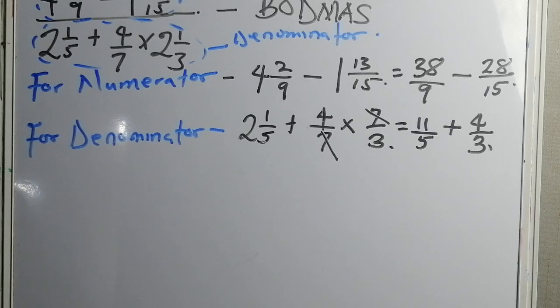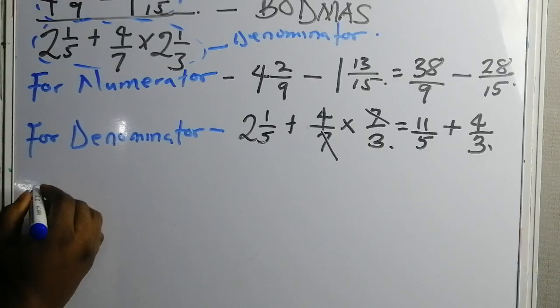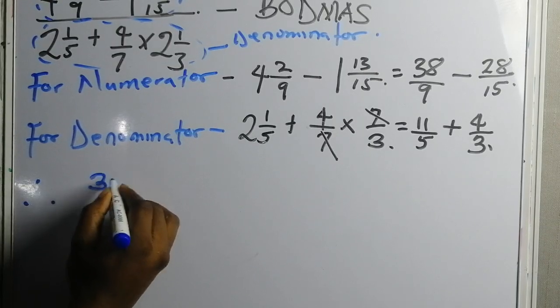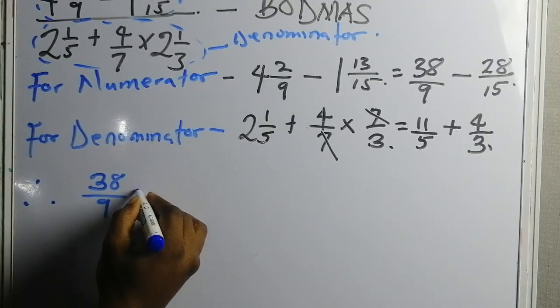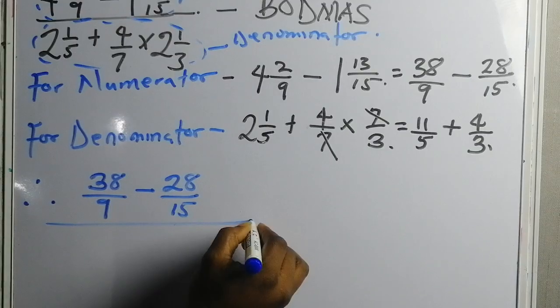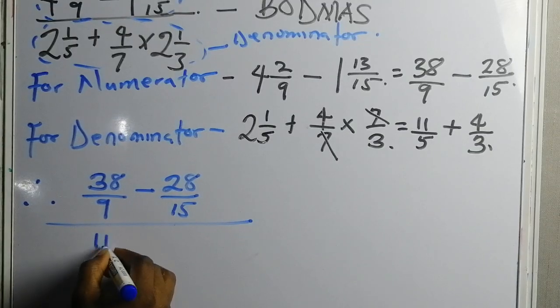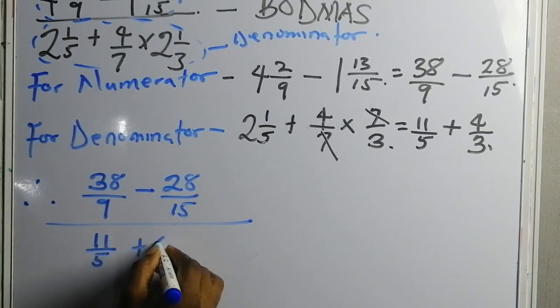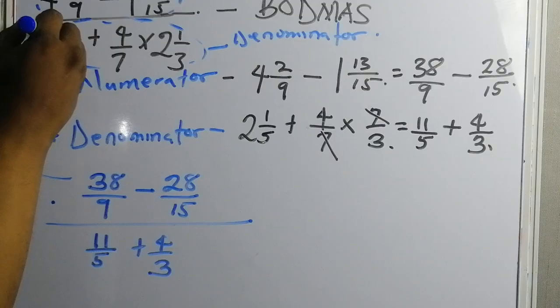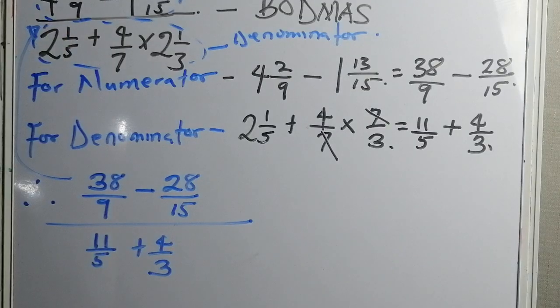So all we need to do now is go back to our question. You now say, therefore, numerator and denominator, combine them together. That's 38 over 9 minus 28 over what? 15. Long division, that's the denominator, it is what? 11 over 5 plus 4 over what? Over 3. So that's from the question. Okay, we've joined the numerator. Okay, we've joined the denominator.